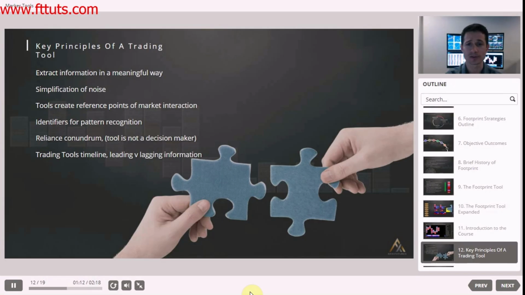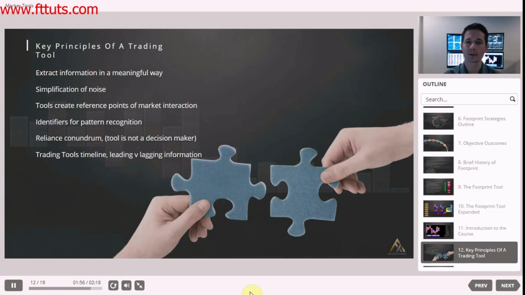The next thing that a trading tool is very effective for is creating various reference points or interaction points within the market. The tool shows us simply where a market might have stopped, where a market might have turned around, where there was aggressive buying, where there was aggressive selling. These interaction points we can lean on for future reference. Trading tools also allow us to develop certain patterns. Note, make sure that you don't become too reliant on the trading tools for decision making. The tool is simply there to summarize the information, and you then need to develop strategies which you can utilize the information to execute upon.